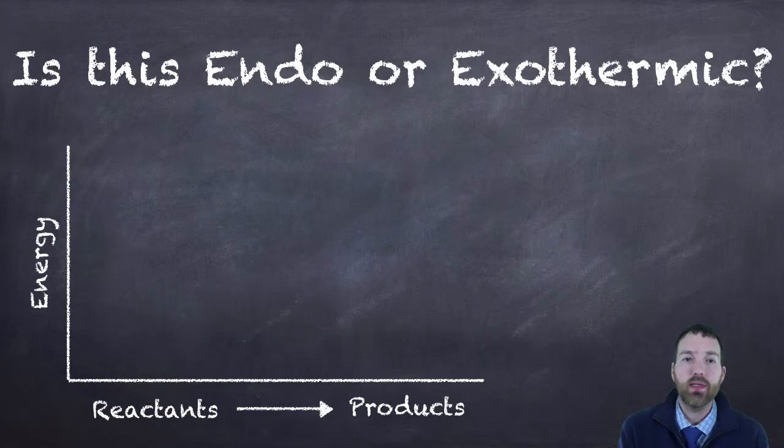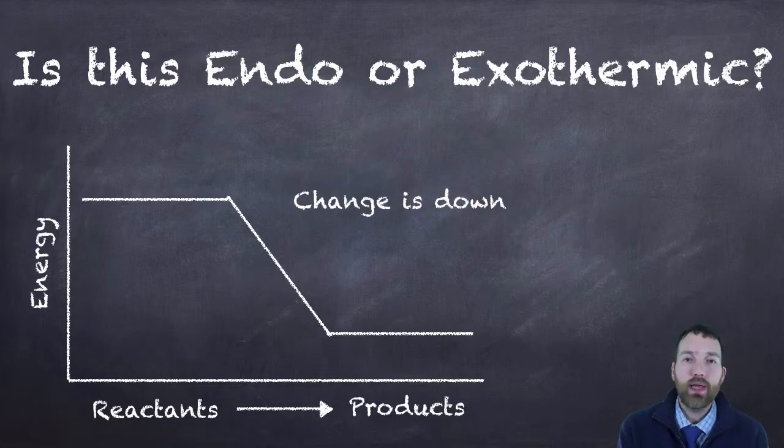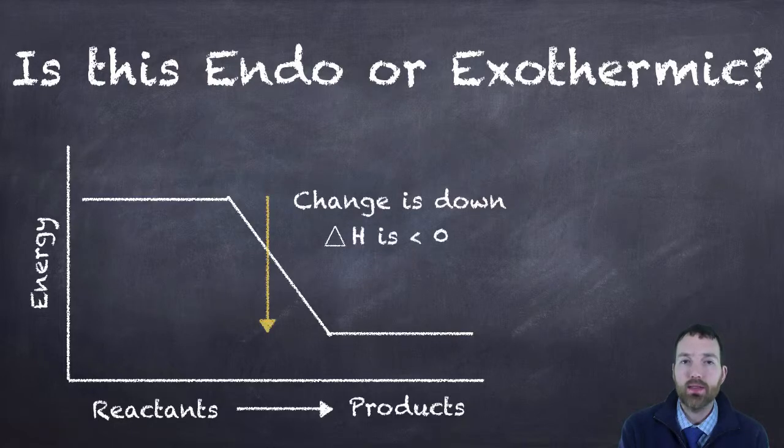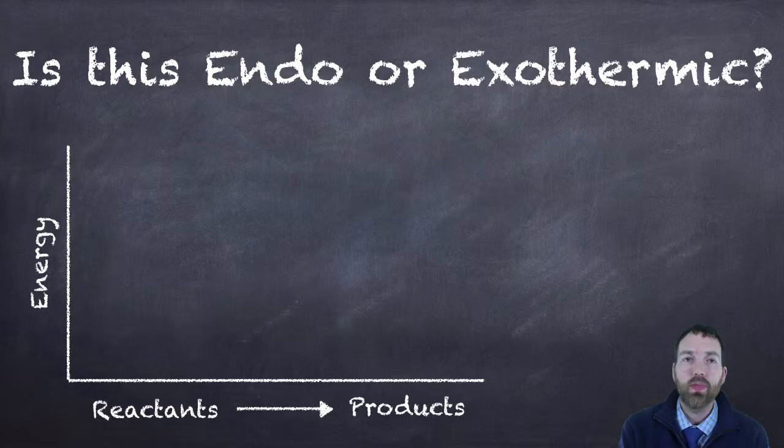So let's look at this potential energy diagram here. Is this an endothermic or an exothermic reaction? Well, the change is going down. This is a downhill reaction, which means the products have lower energy than the reactants. So that means delta H is going to be less than 0, or negative. Heat is given off in this reaction.